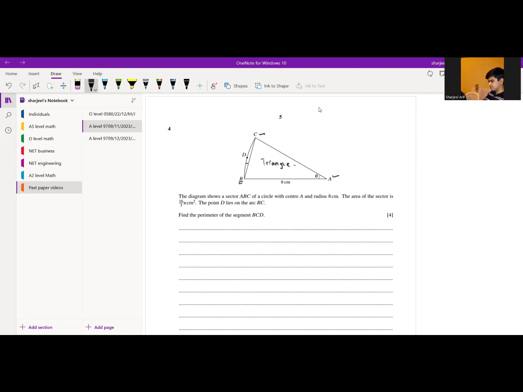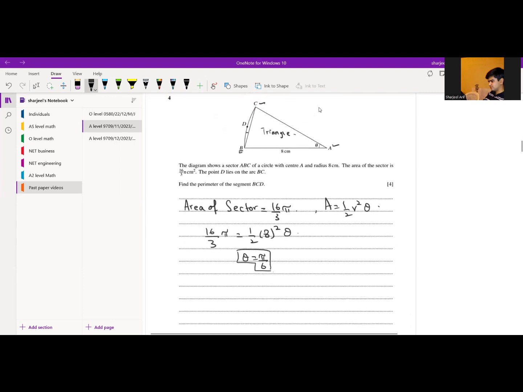This includes an arc BDC and a line segment BC. So we have to find the value of BC, then the length of arc BDC, then we will add them to find the perimeter. For this, we are given the area of the sector, that is 16π/3. Area of a sector is equal to 1/2 r² θ. You will replace r with 8, and we have to find the value of θ. That will be π/6.